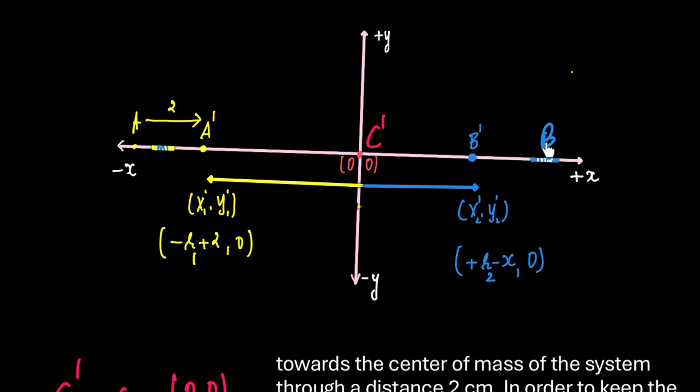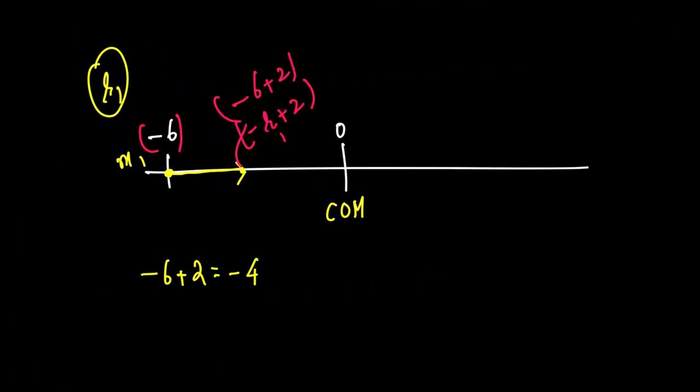Correspondingly, since B is moving towards the center of mass along the positive x-axis, the earlier position of B was R2, the new position would be R2 minus, not x1, it is some random value x. Okay, so you may have a doubt here as well. Let us try to understand that part.